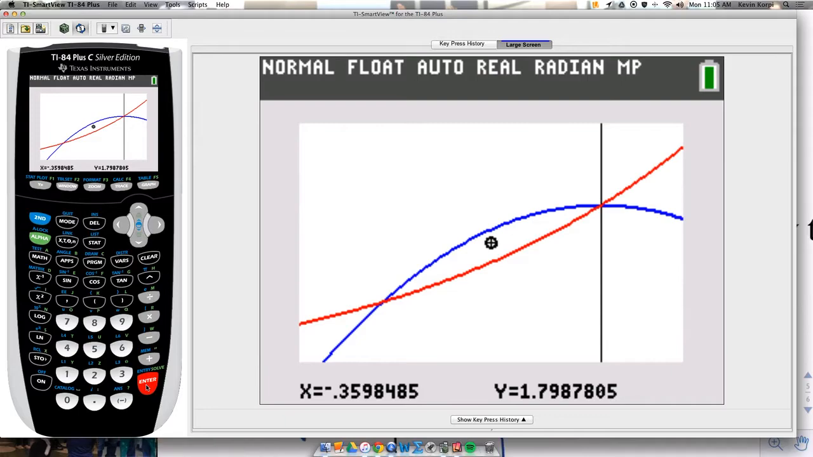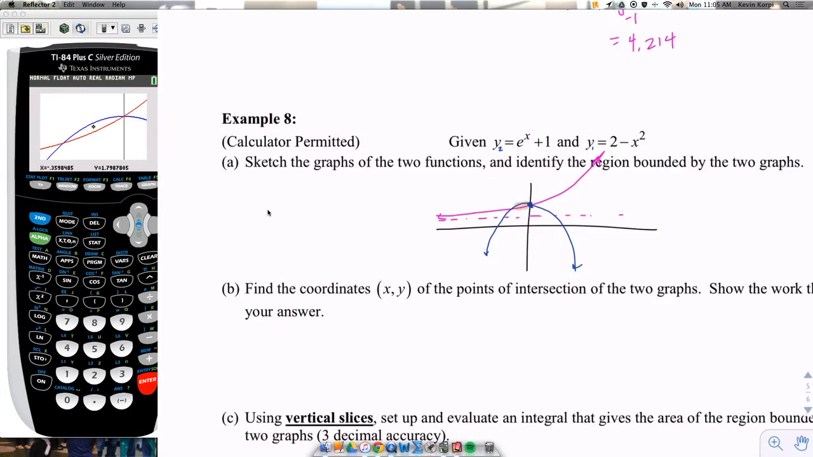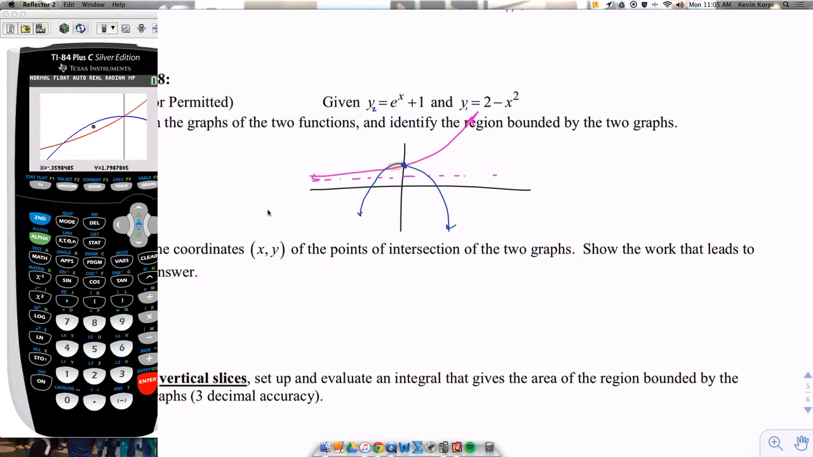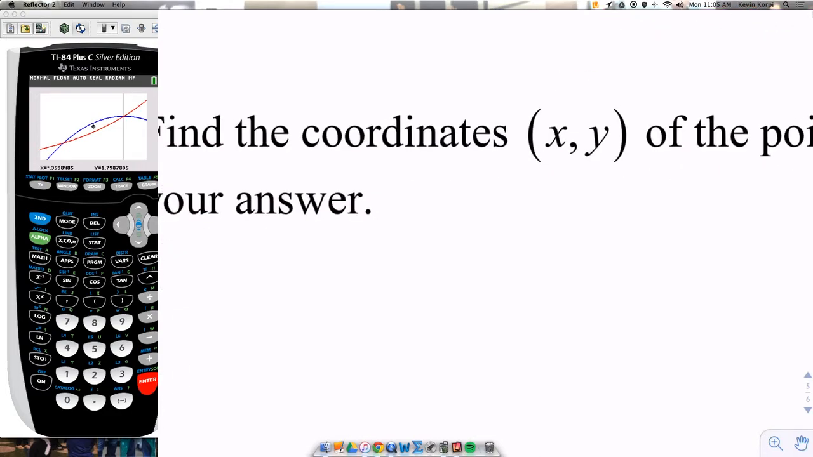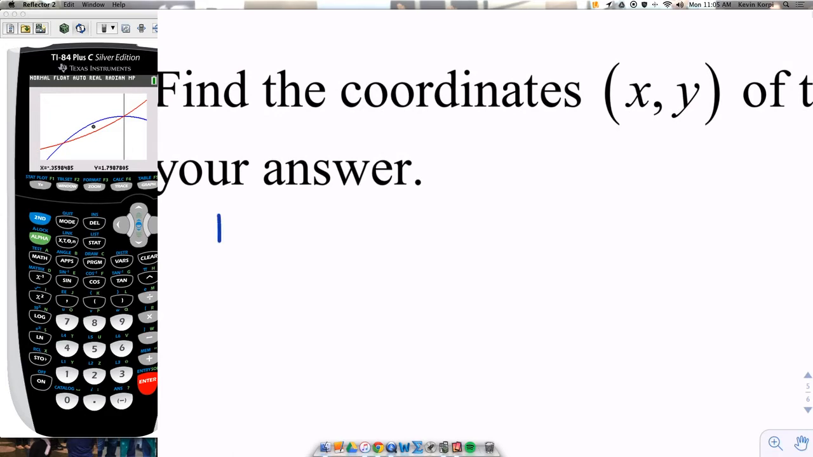Okay, got it. Now I go to part B. Part B says to find the coordinates of each point of intersection. Show the work that leads to your answer. Okay, first of all, I'm noticing that they're requiring me to get both the x and the y value. So POI, I'm going to set them equal to each other. I'm going to get e to the x plus 1 equaling 2 minus x squared. That's really all you have to do. That's the work that leads to your answer. That's the equation that you're solving to get your answers.